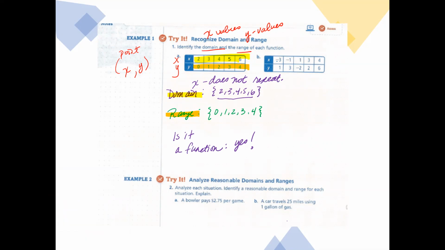You go ahead and try with B. Pause the video, give it a try. Tell me what the domain is, what the range is, and whether it's a function.